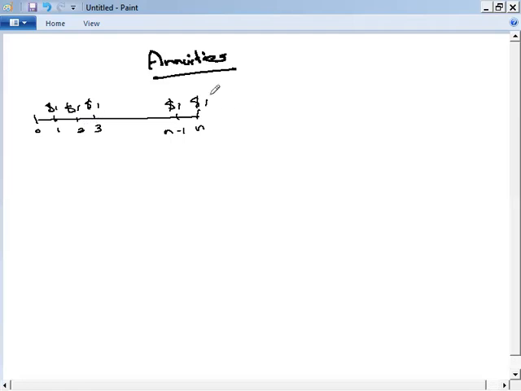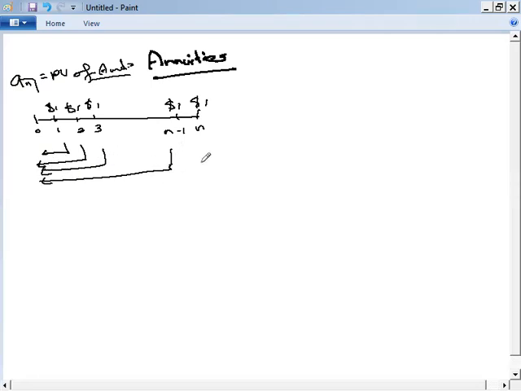So how do we find the present value of this annuity? Simply, we denote it as A_n, the present value of annuities, PV of annuities. So in order to find the present value, we have to discount these cash flows to this starting point. We have to discount each and every cash flow to this starting point. So this is the present value A_n.